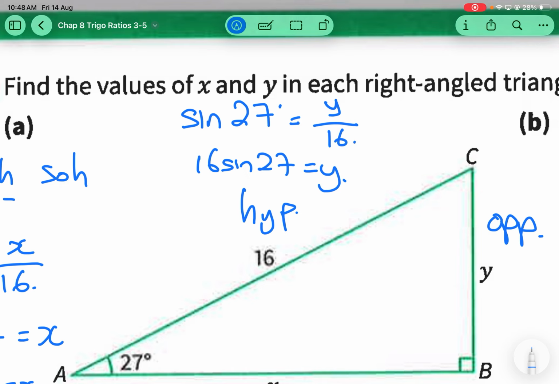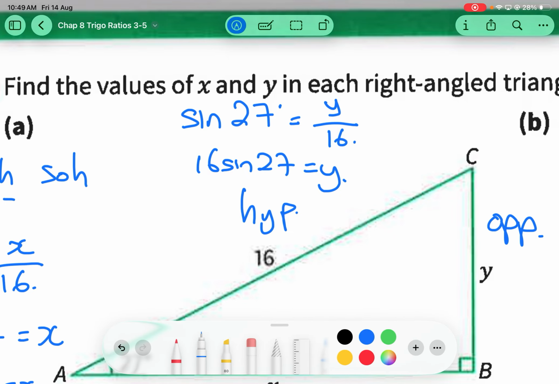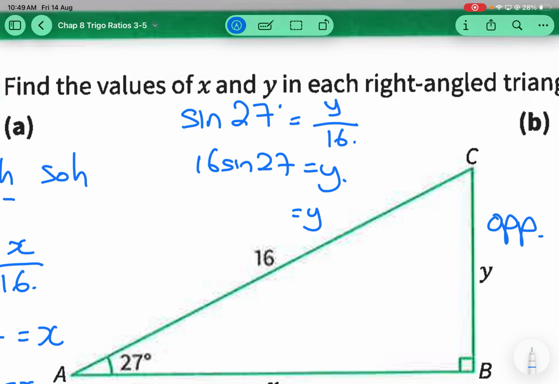Okay? So for y, you press 16 times sine 27. So y is equals to 7.2. Why you put 27? Why I don't put 27? The angle is 27. Oh, still that question.